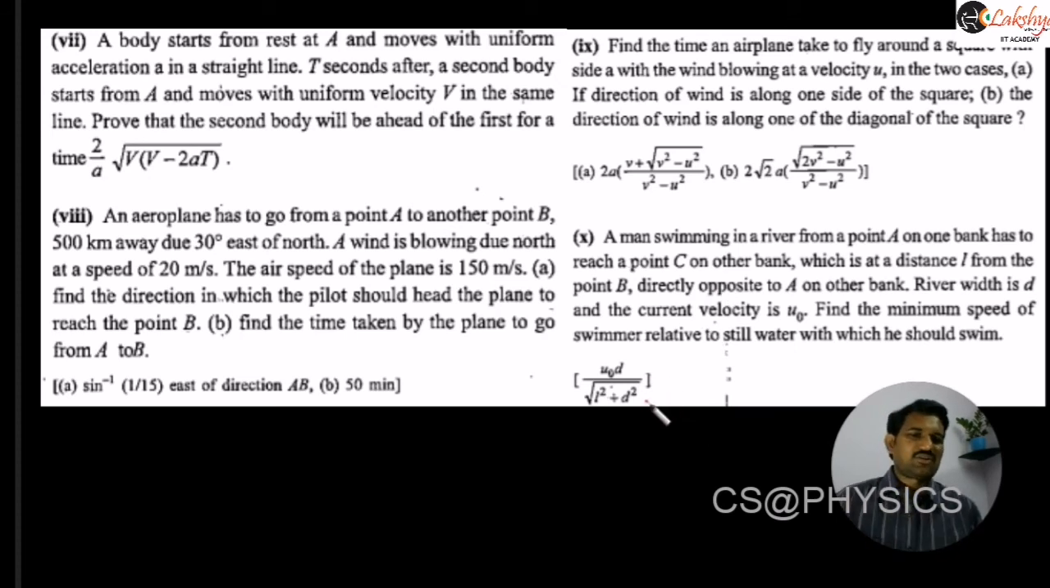Next we will discuss another topic in our next class, that means rain and umbrella problems, the other relative velocity and relative motion concepts, right?